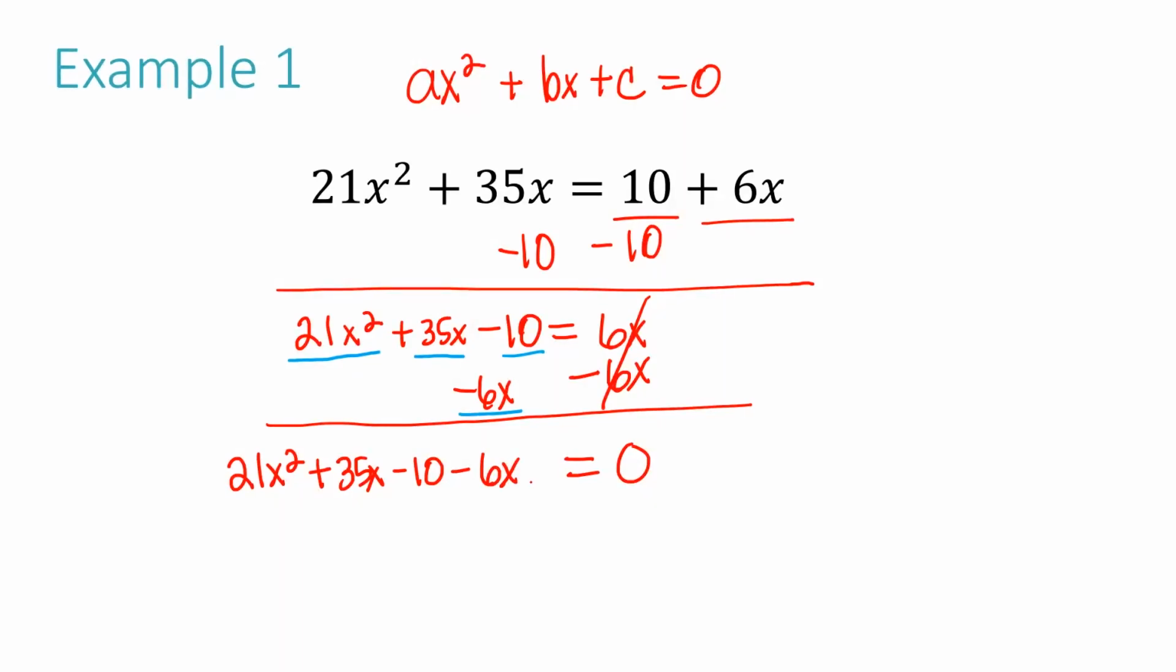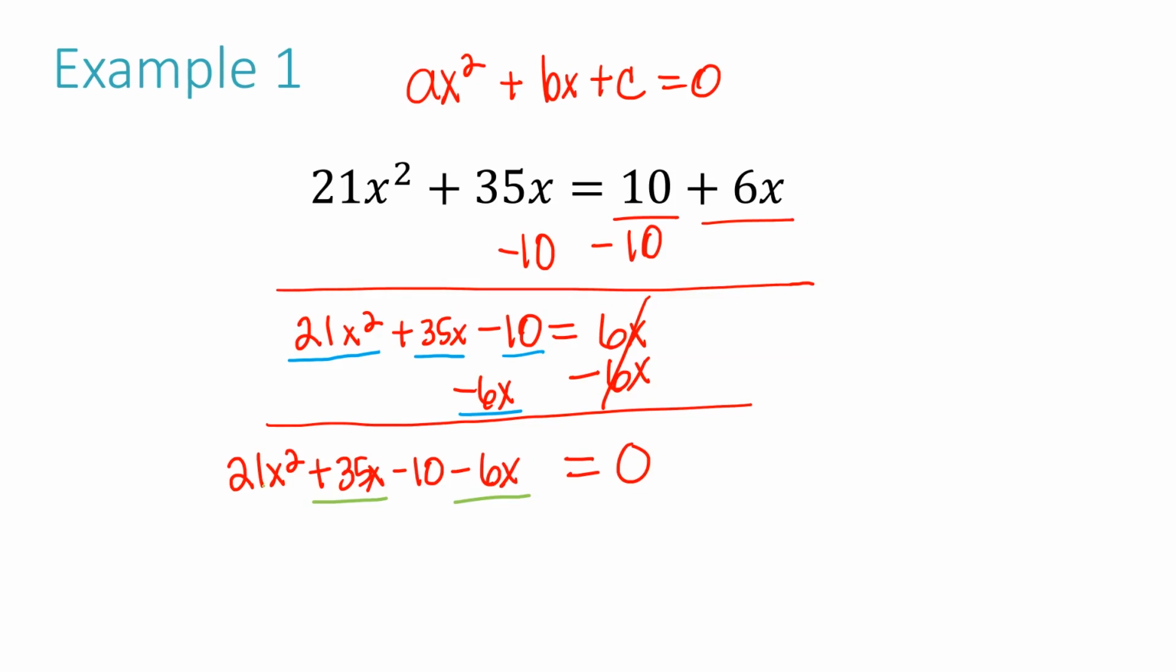Now on my left side, I can combine like terms. I have a plus 35x right here, and I have a minus 6x right here. These two terms both are regular x's, not x squared or anything, so I can combine them. I cannot combine the 21x squared because that's a different kind of x. I have a combining like terms video. Go check it out if you're unsure of why I'm not including the x squared.